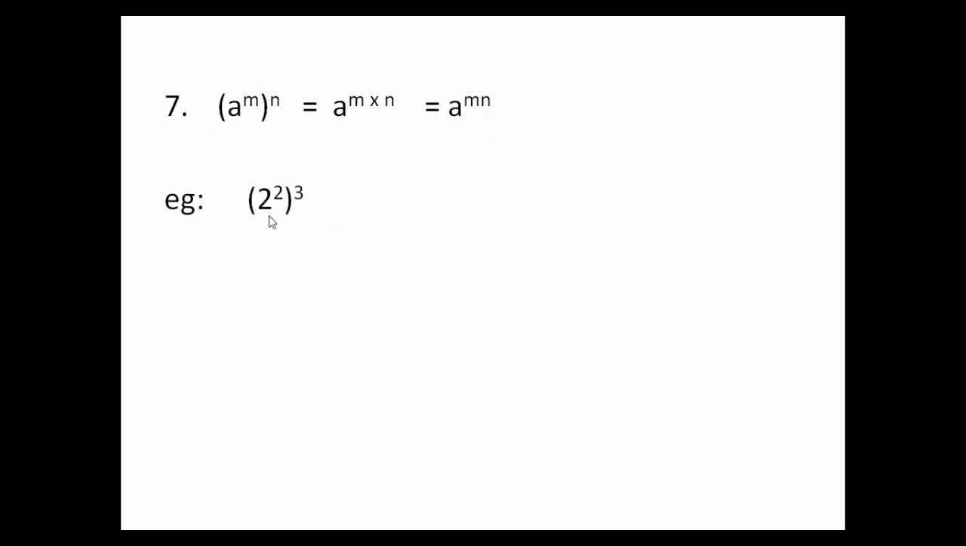So let's take an example, 2 raised to the power 2 whole raised to the power 3. So what will we do? It will become 2 raised to the power 2 into 3, which will be equal to 2 raised to the power 6. It means 2 multiplied by itself 6 times, and it will give us 64.